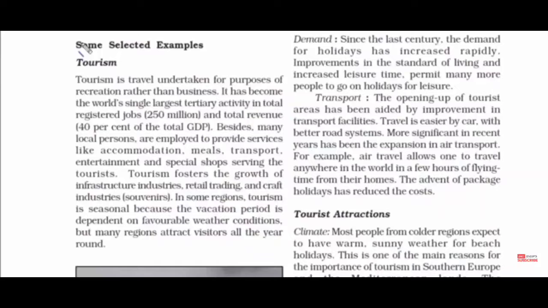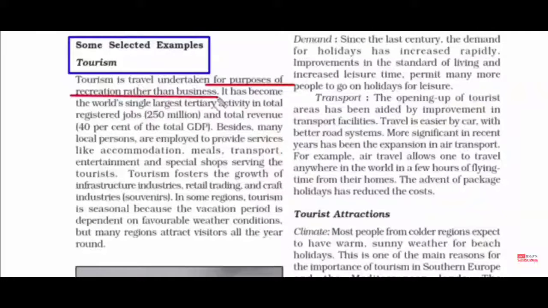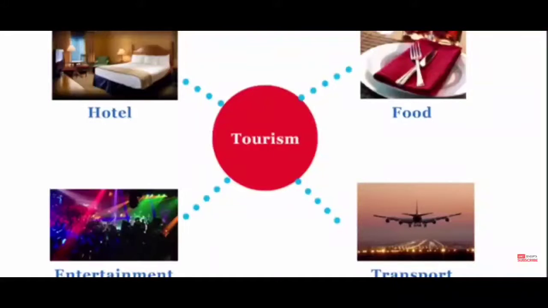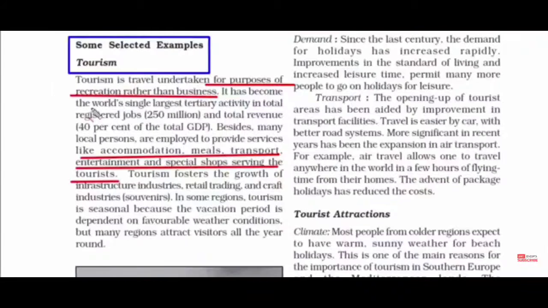We will now look at the tourism industry, which is a tertiary activity, and let's try to understand this department. So tourism is a business based on travel and recreational activities. And if you see, because of tourism, a lot of other activities benefit. I'm talking about hotel industries, transport, food and entertainment industries. These all are directly and indirectly dependent on tourism.